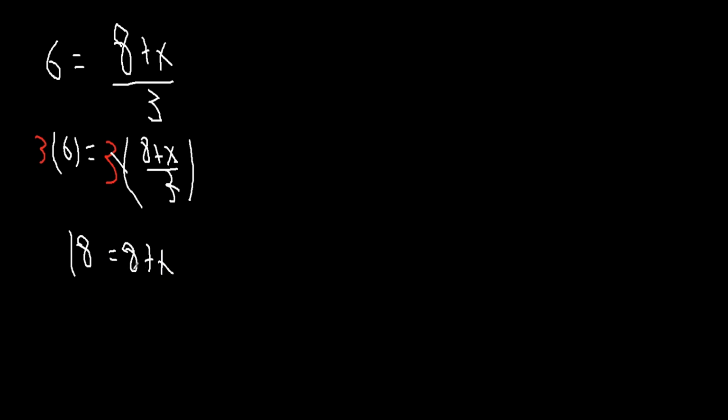So x is going to equal 18 minus 8, and you have to do that on both sides. So it's 18 minus 8 equals 8 minus 8 plus x. And x equals 18 minus 8, which is 10.